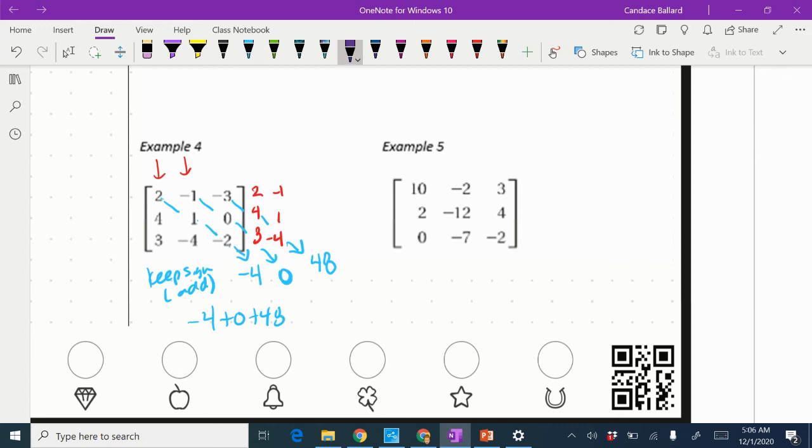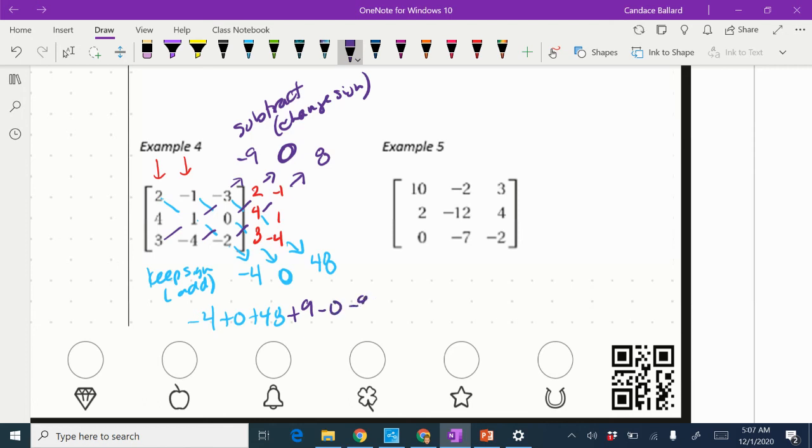Now I'm going to do the up diagonals. So I'm going to start by multiplying 3 times 1 times -3, and that would give me -9. And then -4 times 0 times 2 would give me 0. And then -2 times 4 times -1 gives me 8. And because up here I am supposed to subtract, what I'm really going to do is change the sign. So I'm going to go +9 -0 -8. And then when I add all of those up, I end up with 45.